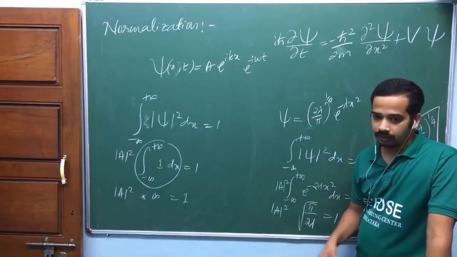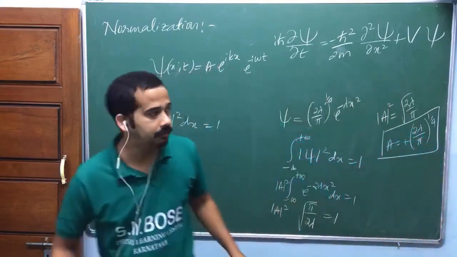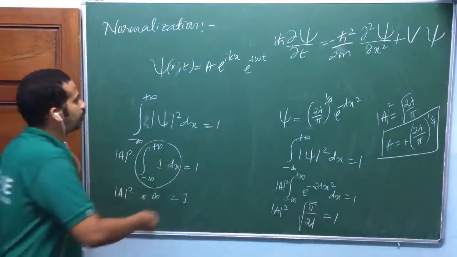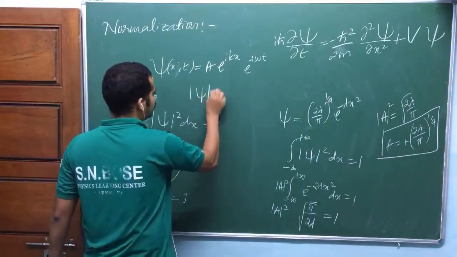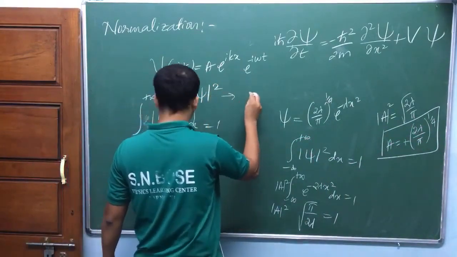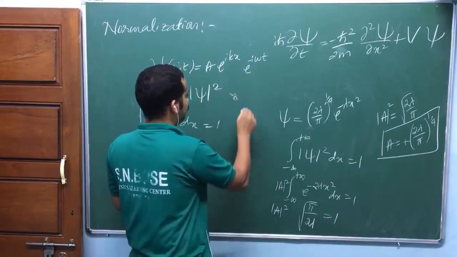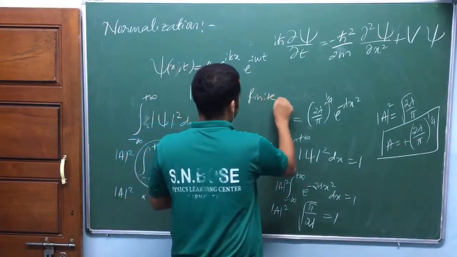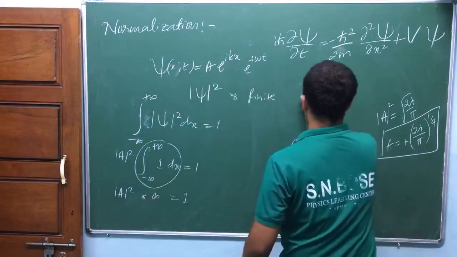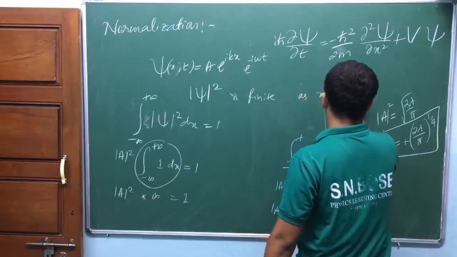Now look at here. That's why what I'm saying is, for some wave functions, whose mod psi square tends to finite as x tends to plus or minus infinity.